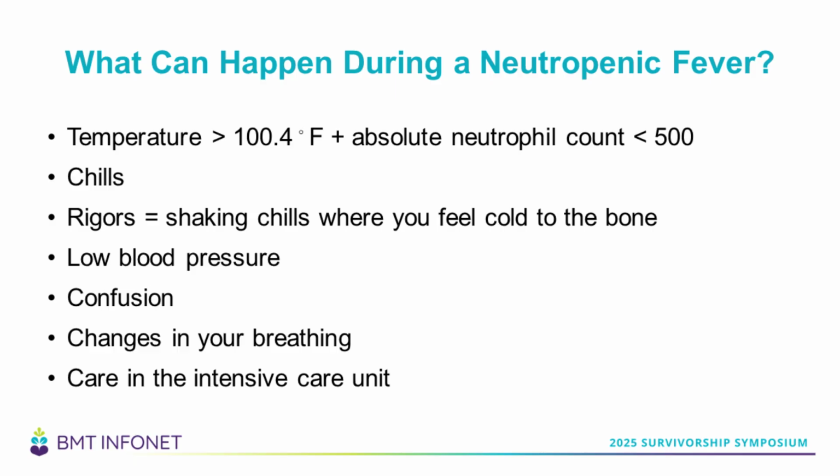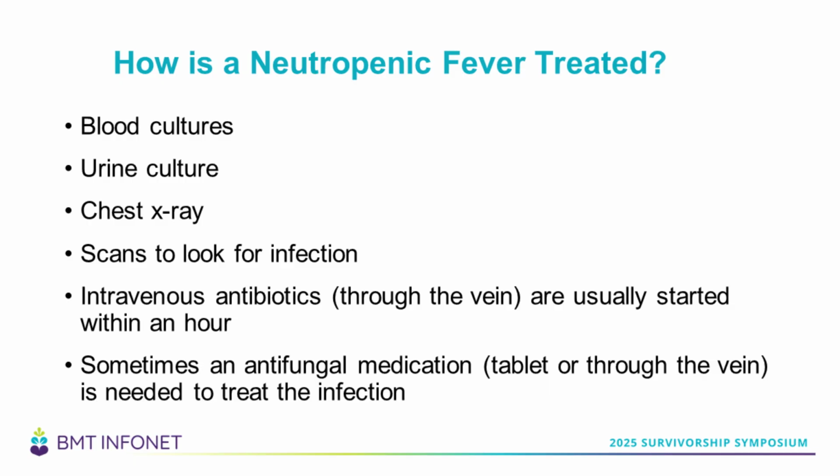You might develop chills. You might develop something called rigors, which are shaking chills where you feel cold to the bone. Your blood pressure might drop. You might develop confusion. You might have changes in your breathing. And you may become severely ill, requiring care in the ICU.